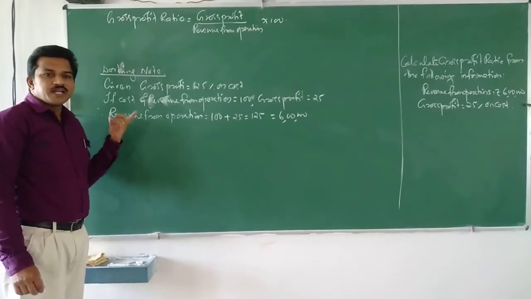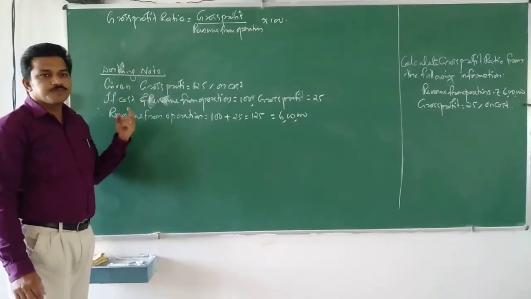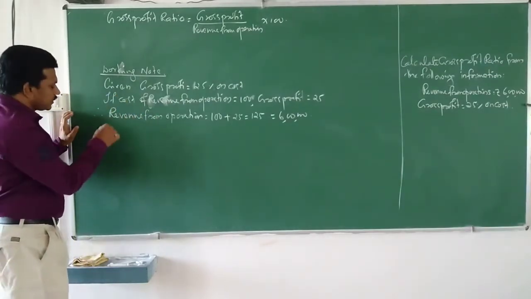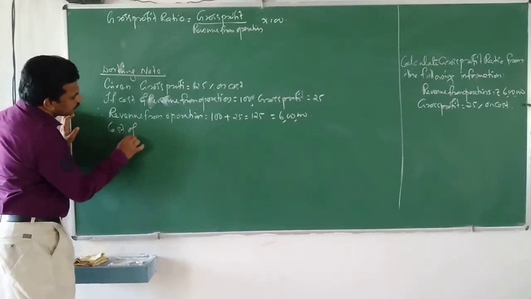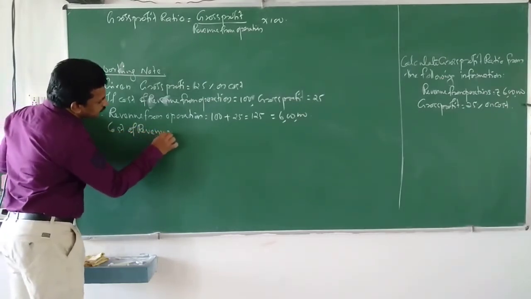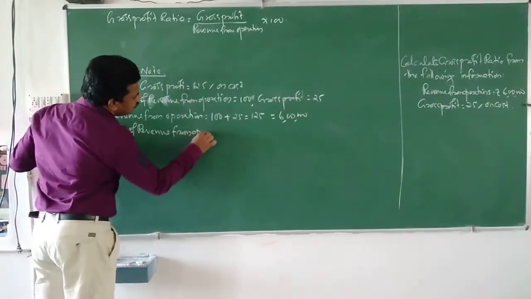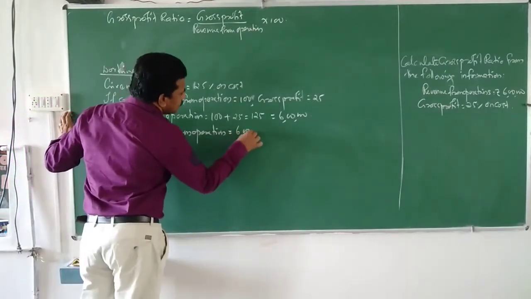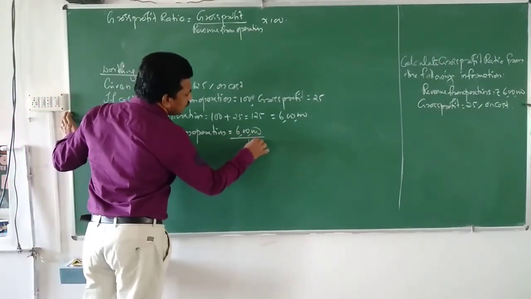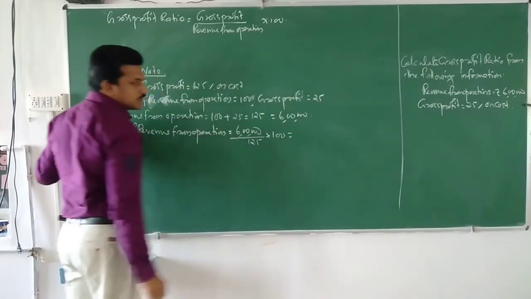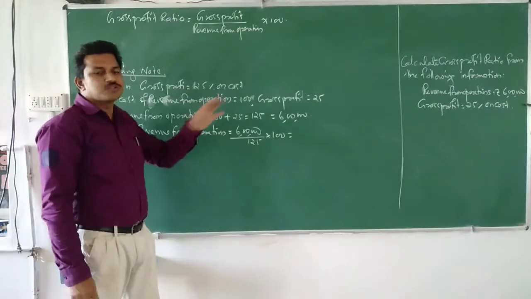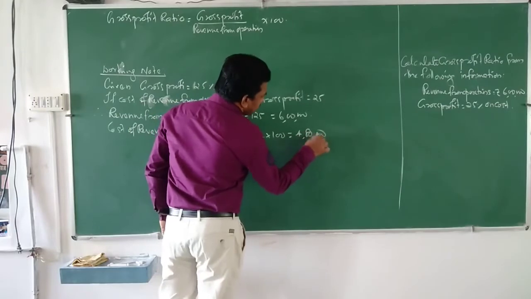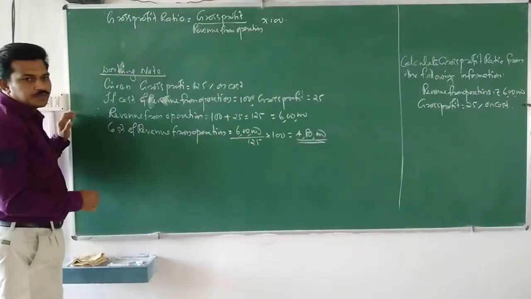Then we can calculate cost of revenue from operation. Otherwise we can directly calculate gross profit from sales also. Let us calculate cost of revenue from operation. It is equal to this 6 lakh, that is sales. If it is 125, what will be its 100? That will be cost of goods sold. So we will get 4,80,000 as cost of revenue from operation.